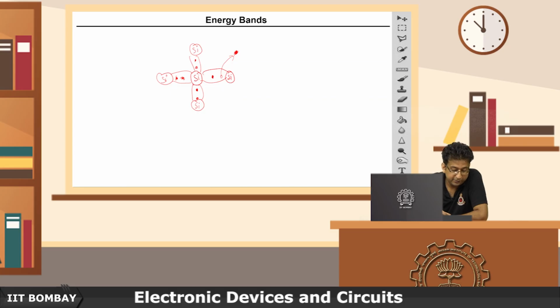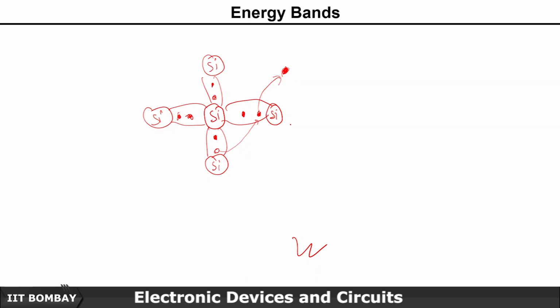Now what will happen? This electron can move from here to here. So in this stage, it has moved from here to here, so the hole is here. So this hole has basically moved from here to here. Similarly, let's say this electron will move from here to here and we will have some hole here. So the hole is also moving.